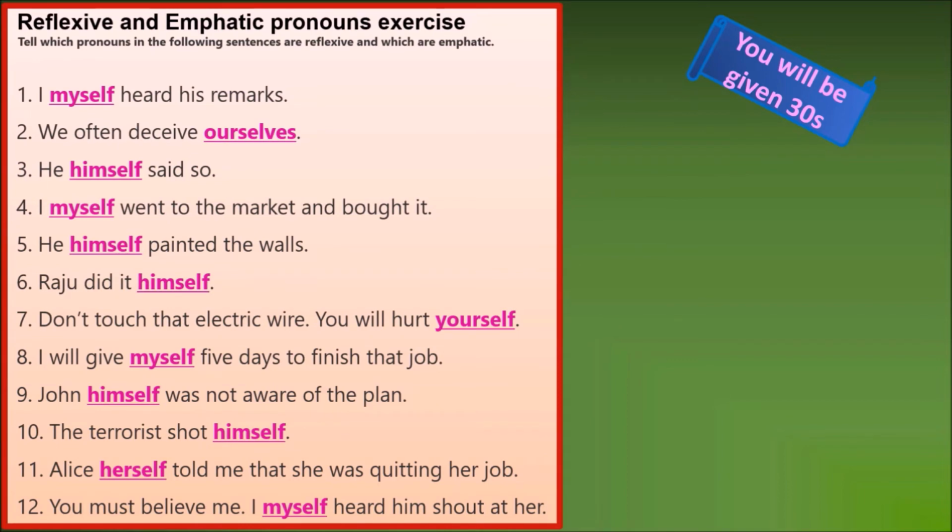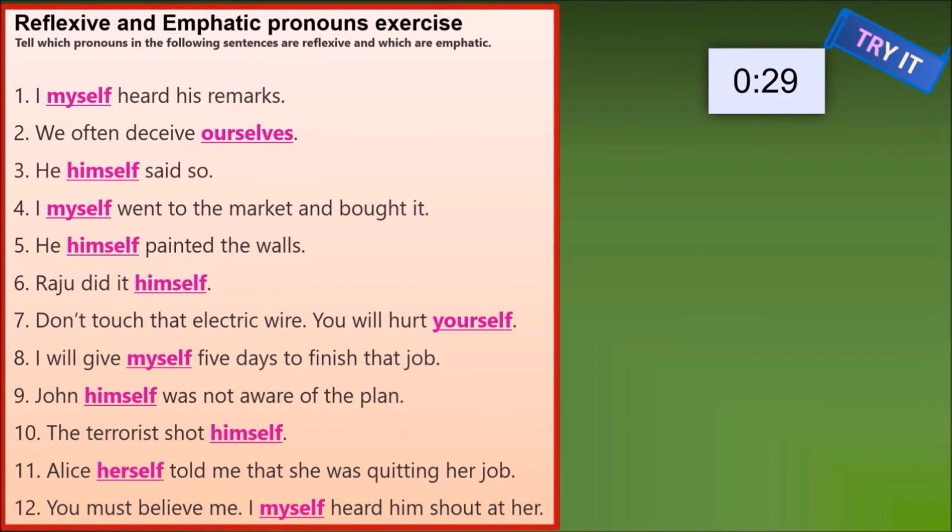Read these sentences on the screen and categorize them as emphatic or reflective. I myself heard his remarks. We often deceive ourselves. He himself said so. I myself went to the market and bought it. He himself painted the walls. Raju did it himself. Don't touch that electric wire. You will hurt yourself.